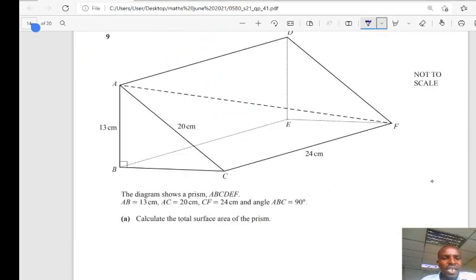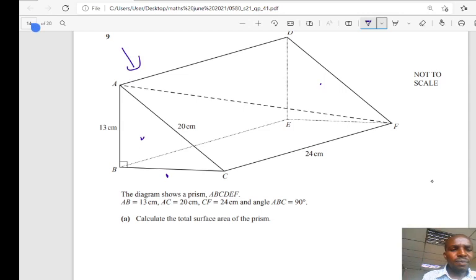Question number 9. The diagram shows a prism ABCDEF. As you can see, the information given. Then calculate the total surface area of the prism. Total surface area is the outside area. So the outside area with this triangle here is the same as this triangle on the other side. So area of this triangle times 2 plus area of this base plus area of this ADFC, plus area of the other shape on the other side, which is ABED. That's the total surface area, the outside area.